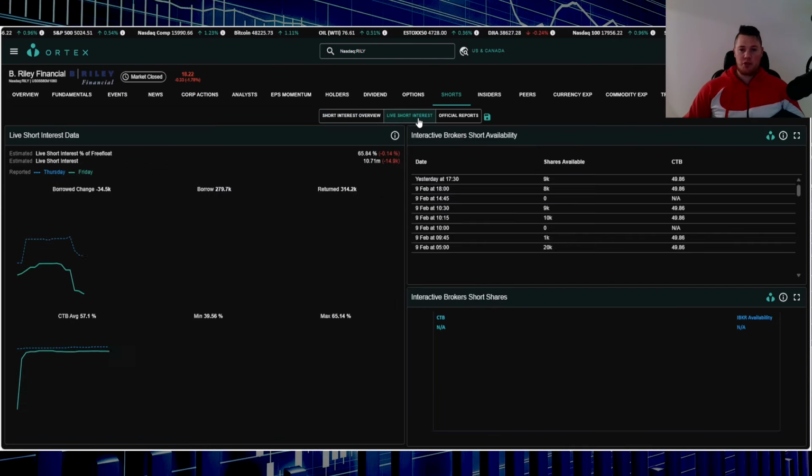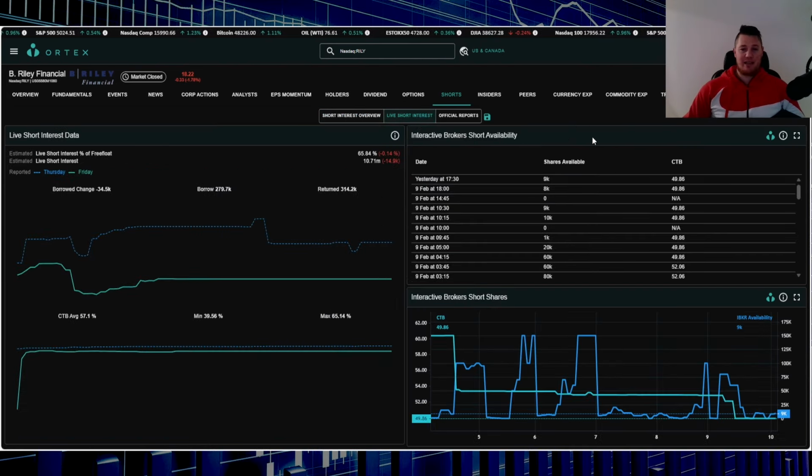Through Interactive Brokers, short availability does indicate around 9,000 shares is available to be shorted. So a lot of these stocks, shorts are overextended. So of course, with some broader FOMO and whatever else, you could see higher highs.